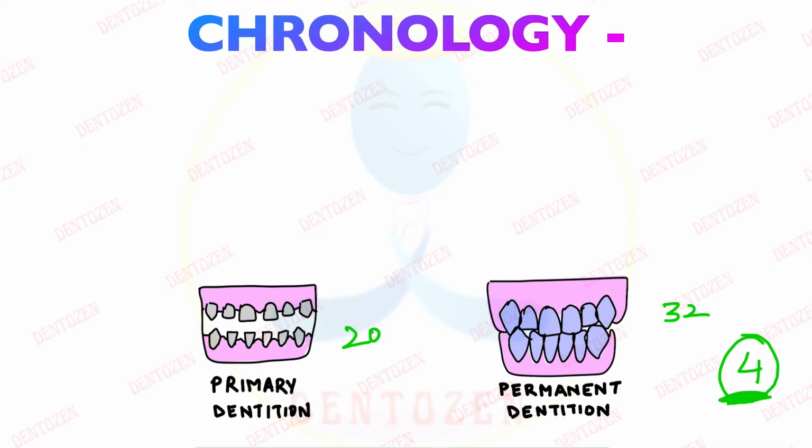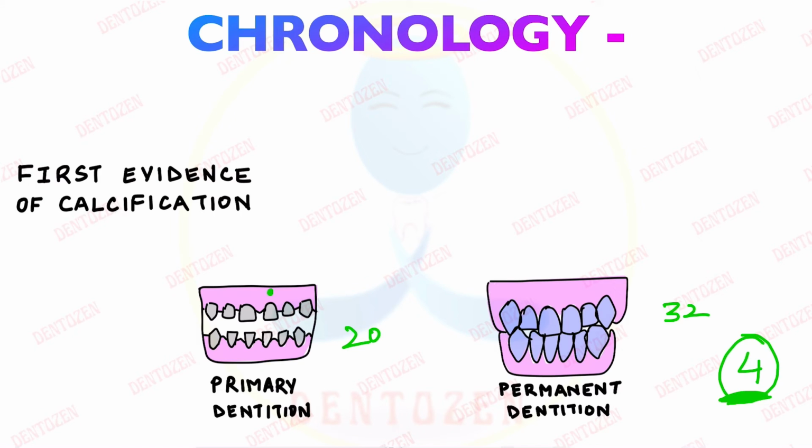The first timing is when the tooth starts to form, that is when it gives the first evidence of calcification. When the first evidence of calcification comes, it tells us that the tooth has started to mineralize. So that timing is called the first evidence of calcification. After that, when the tooth completes its crown, that timing is called the crown completion time.